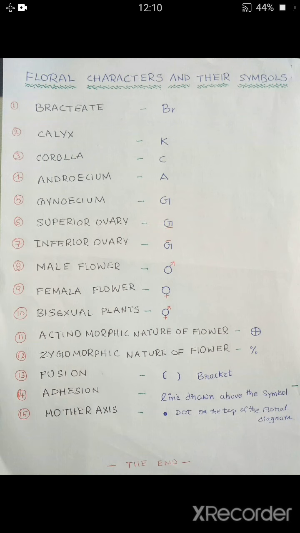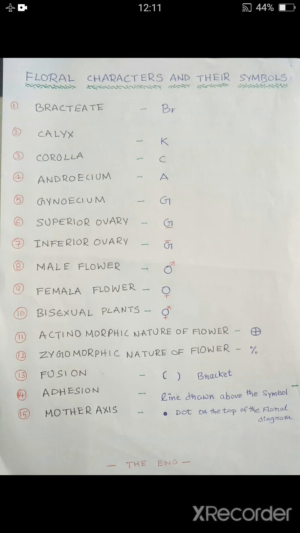Then the next one, the fourteenth one, adhesion. Adhesion is shown by a line drawn above the symbols of the floral parts. And next, the fifteenth one, the last one, mother axis. The position of the mother axis with respect to the flower is represented by a dot on the top of the floral diagram. So all these 15 symbols are very important to understand the description of any flowering plant. Understood?